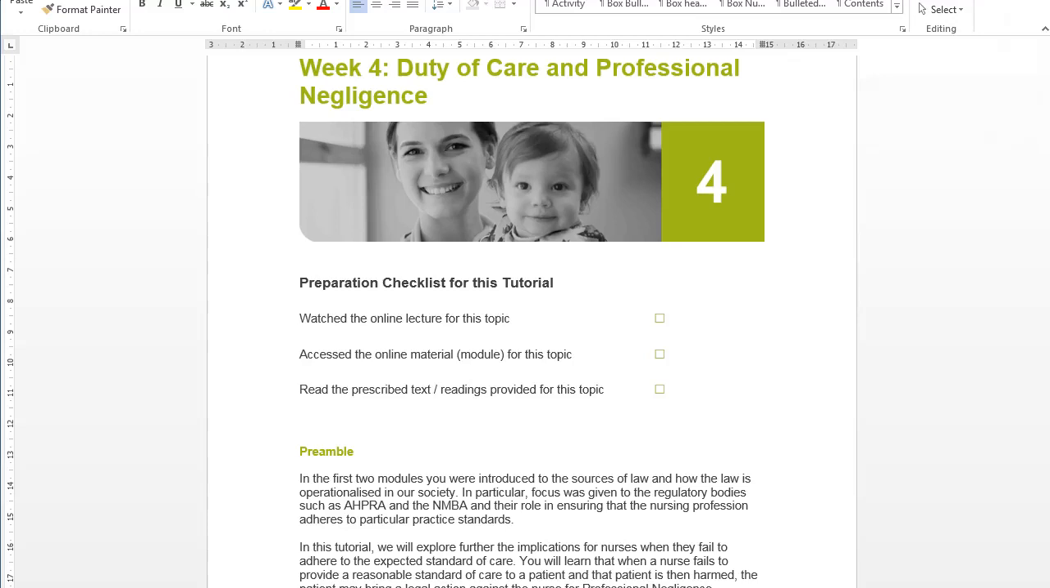I'm doing this just this week instead. I was going to do 3 weeks at a time, but my voice may give out on me and I'm trying to get this done relatively quickly. I promise I'll get ahead of the following weeks in a more timely manner for next week, but this is just for week 4. So this is the duty of care and professional negligence week.